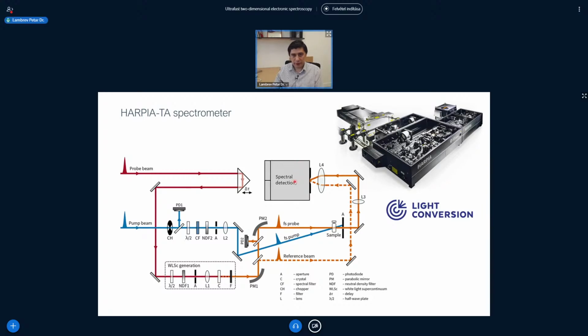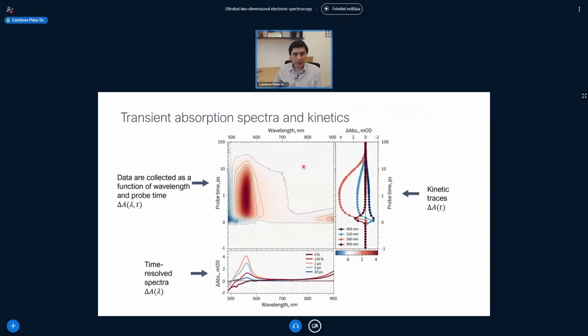So when we do the measurement, we get data as a function of wavelength and as a function of probe time or delay time. So this allows us to analyze the time-resolved spectra at different time points, or we can take in the other dimension the time dependence of the absorbance at different wavelengths. And this provides us already a lot of information about what is happening in the system over times that can be from 100 femtoseconds to 100 picoseconds.